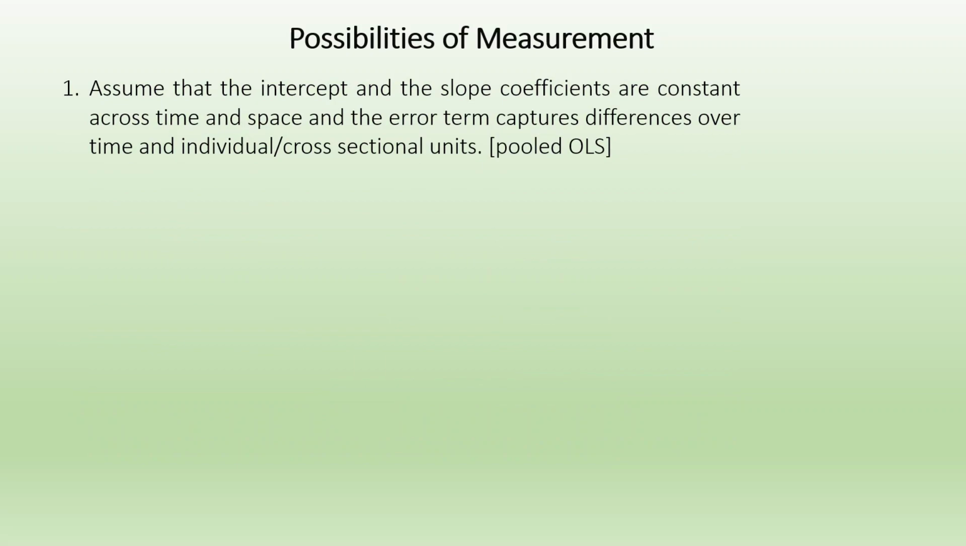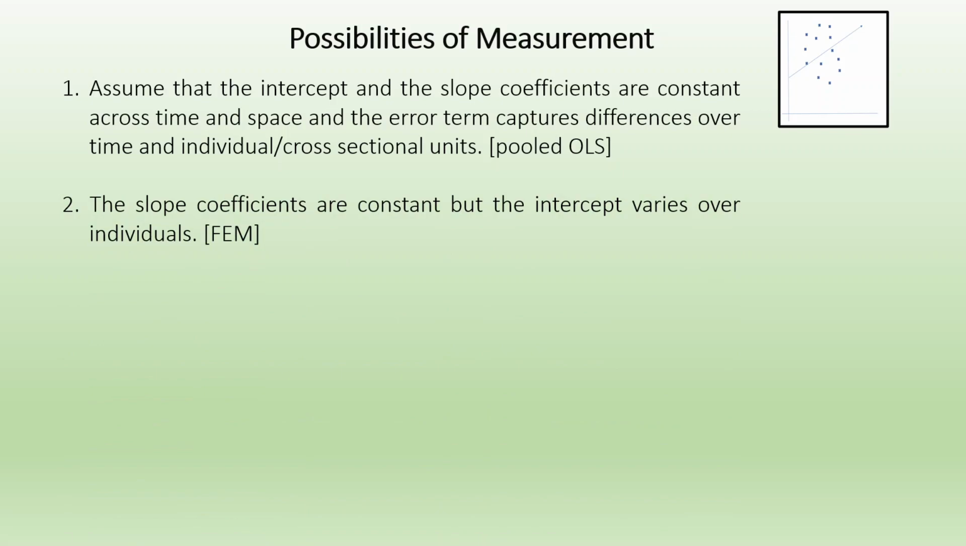In the first case, assume that the intercept and the slope coefficients are constant across time and space, and the error term captures differences over time and individual cross-section units. That is known as pooled ordinary least squares. This method of regression we have already discussed in my previous video. Kindly refer to my playlist to understand how to run this regression in EViews. So only one regression equation is considered for the entire panel data.